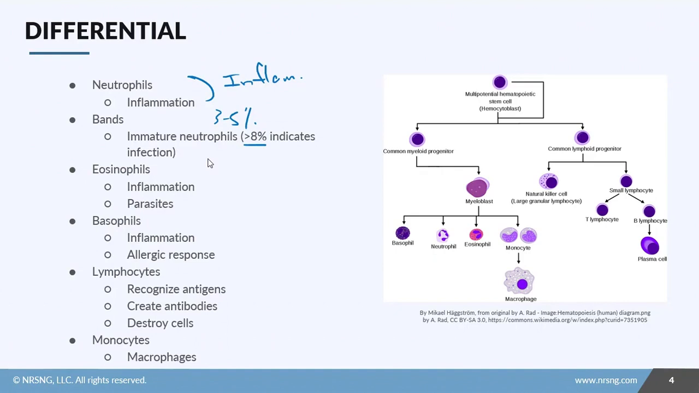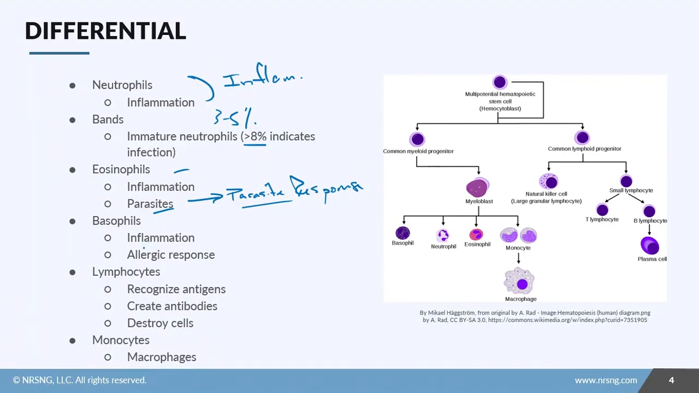Eosinophils and basophils are white blood cells that respond typically to inflammation. They're in much smaller numbers, but with eosinophils, you're going to see an increase if there's some sort of parasite. So we're looking for that parasite response. If you see an increase in the eosinophils, look for maybe a parasite in the background of what's going on with the patient.